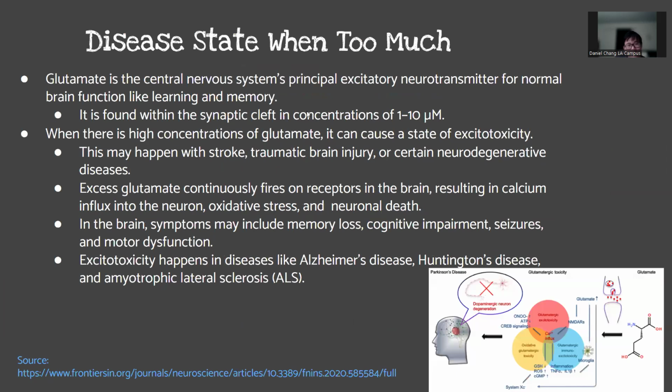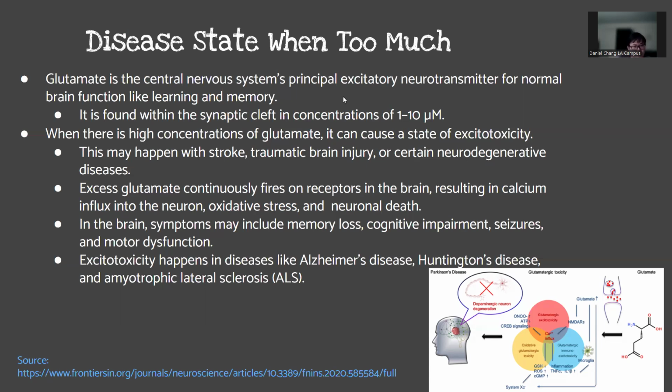So, what happens if there's too much glutamate in your brain? It will affect your learning and memory. Normally it's found in the synaptic cleft in concentrations of 1 to 10 nanomoles, and while there are high concentrations, it can cause a state of excitotoxicity. This may happen with stroke, traumatic brain injury, or certain neurodegenerative diseases.